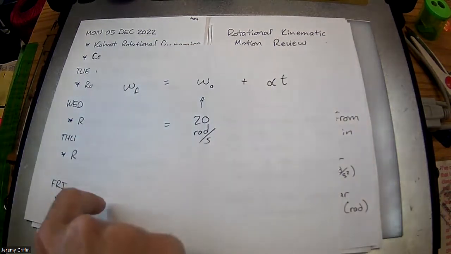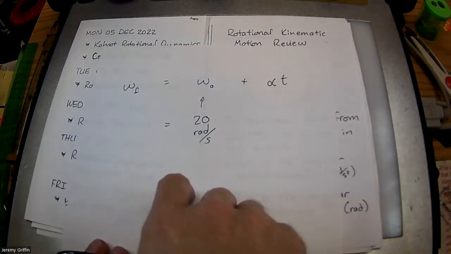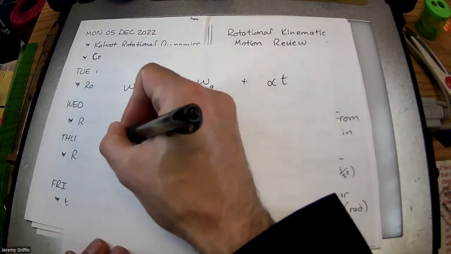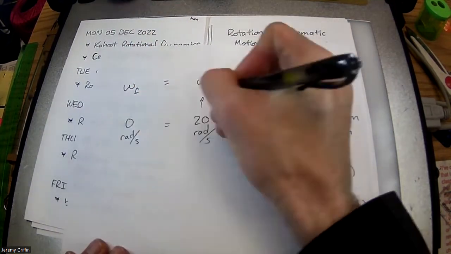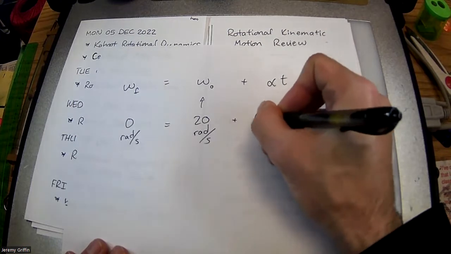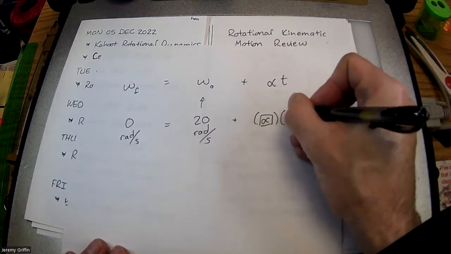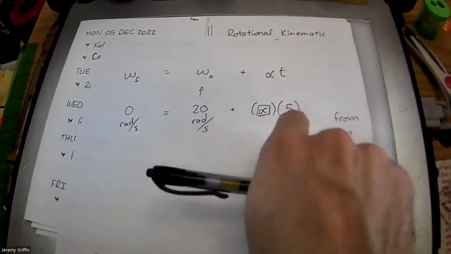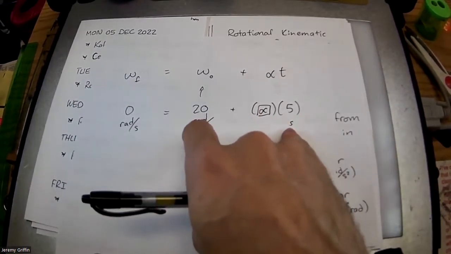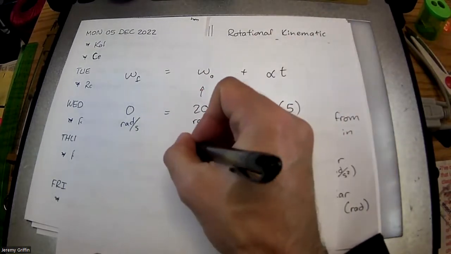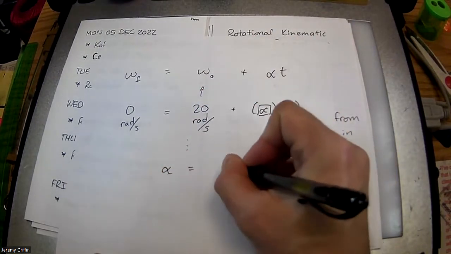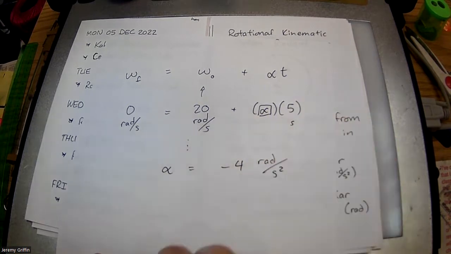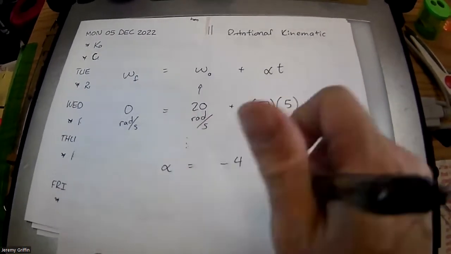Oh, it's slow to a stop. Okay, slow to a stop tells you what? Omega final is 0 radians per second. And it did this all in 5 seconds. Okay, subtract 20, divide by 5, and also the units divide over, right? So it's radians per second divided by seconds. I'm getting alpha is equal to -4 radians per second squared, right? Subtract this, then divide by 5 seconds.